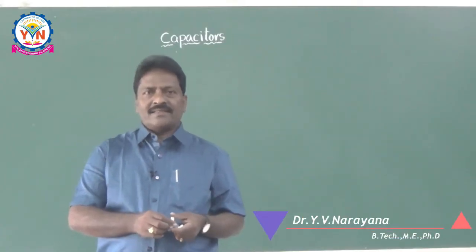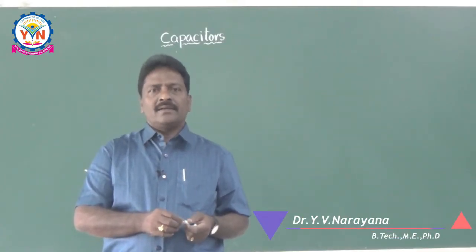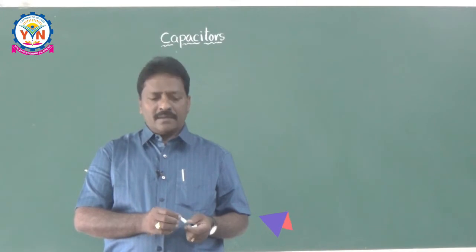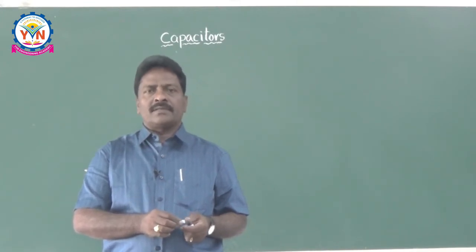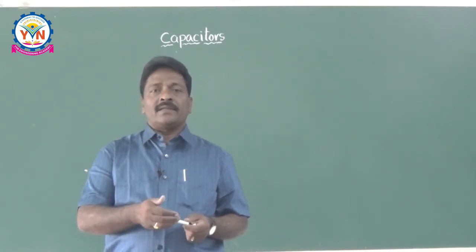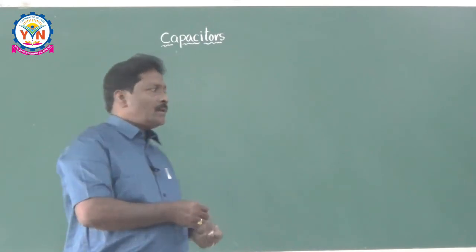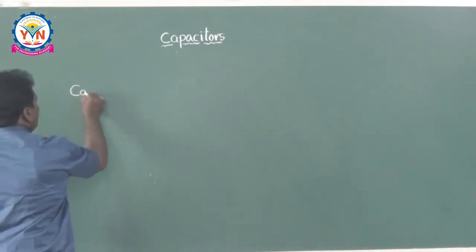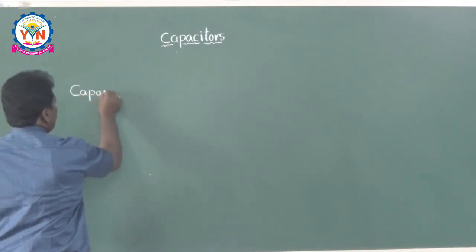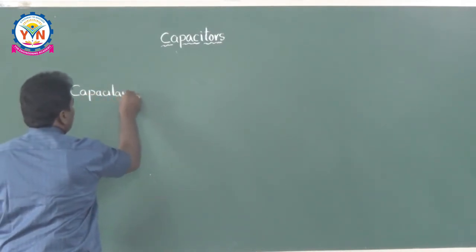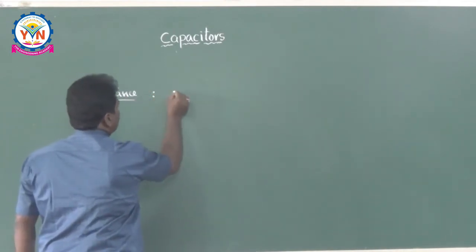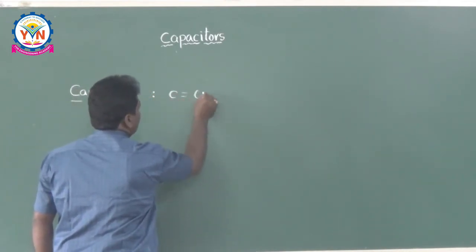Dear students, in this class we are going to discuss different types of capacitors. And before going for these capacitors, let me define what is the capacitance. As far as the capacitance is concerned, already from your circuit theory, you know C is equal to Q by V. C is equal to Q by V.